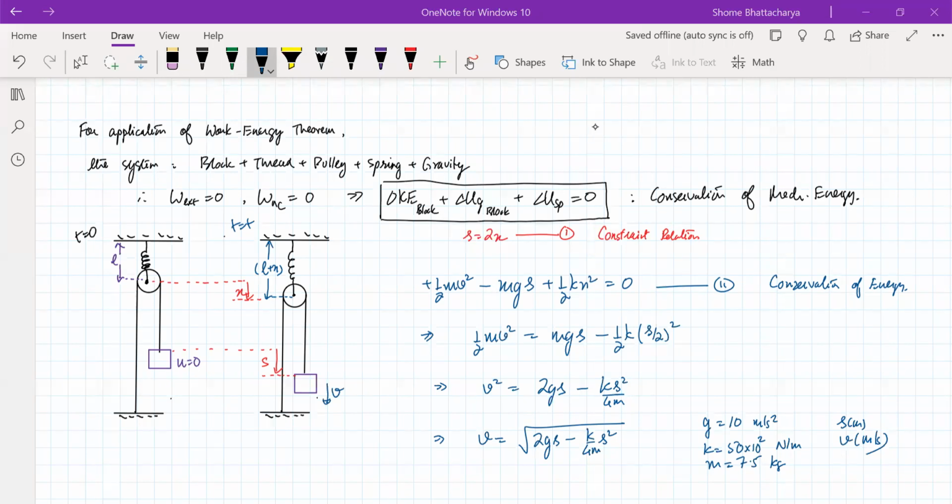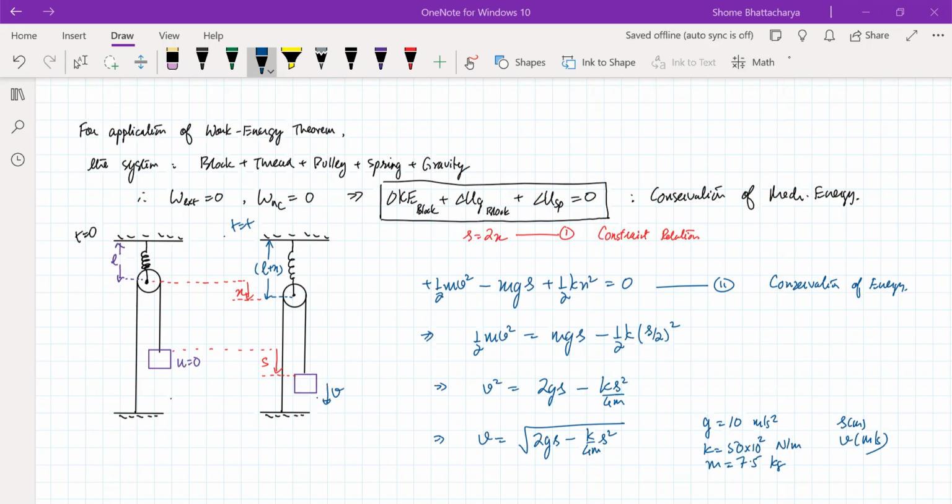No, I've divided by half m on both sides. That's why I've got the 2gs term here, and this becomes k by 4m. Okay. Yes, Aman. Yeah, that will come in.